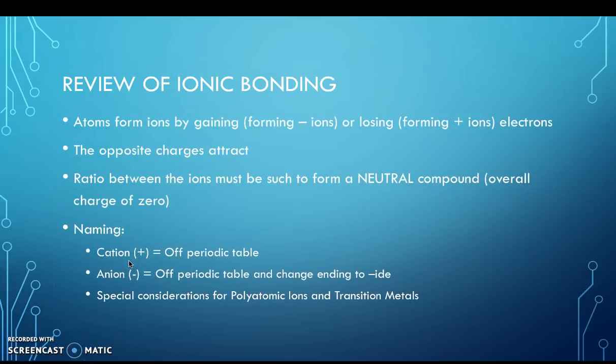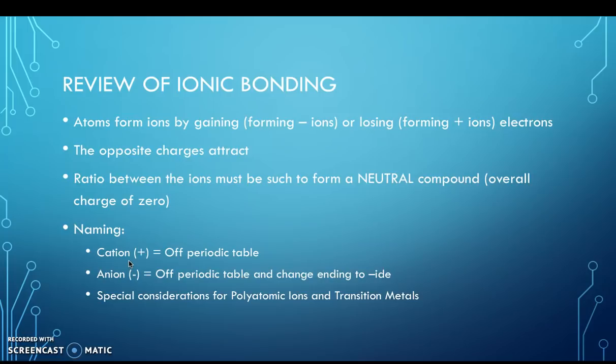Atoms form ions by gaining electrons or losing electrons. When we gain, we form negative ions, and when we lose, we form positive ions. These opposite charges attract to one another, so positive attracts to negative. The ratio between the ions must be such to form a neutral compound, which means we have an overall charge of 0, and we add subscripts to get that overall charge.